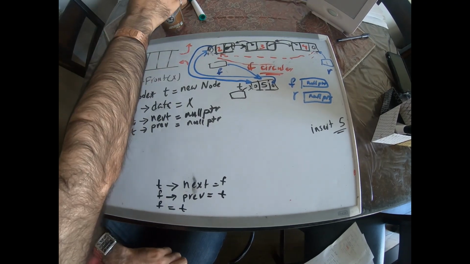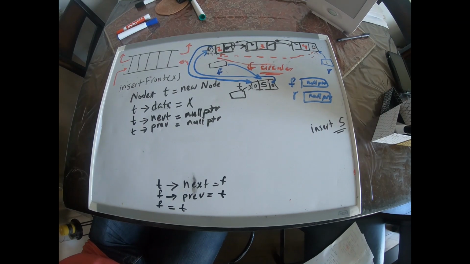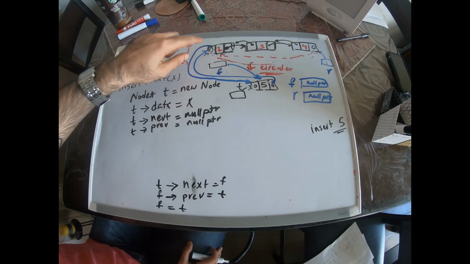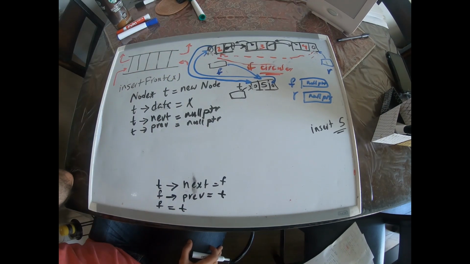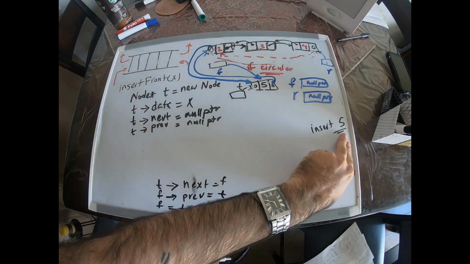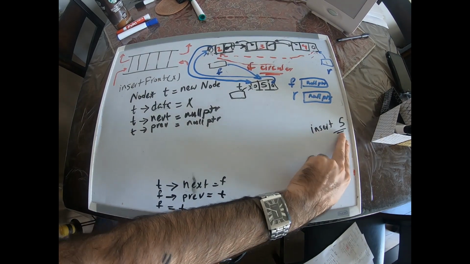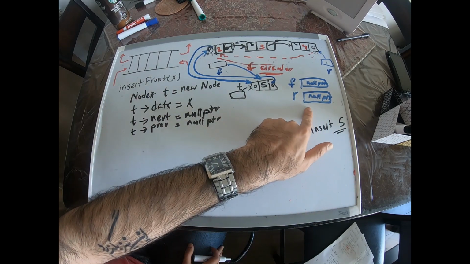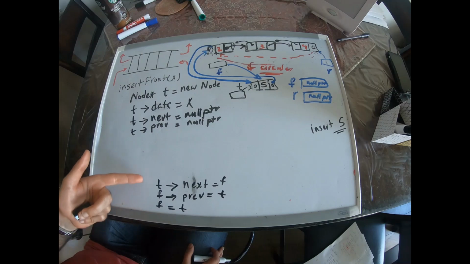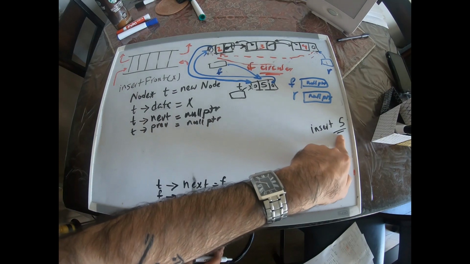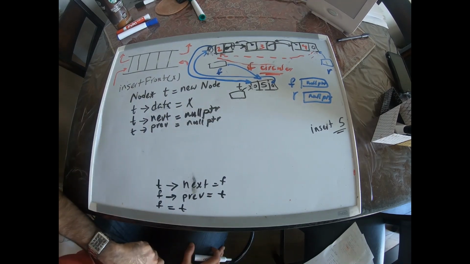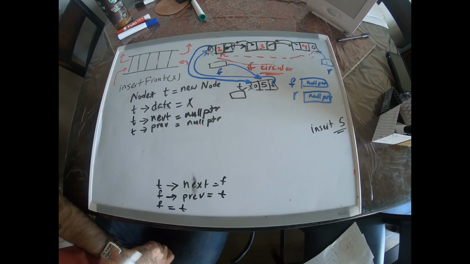Does that work for all the cases? Do I only need to change the front for all cases? What if this is the first number I want to enter? I want to insert. My rear is null pointer, right? And I'm not changing it here. But when I insert this, both front and rear are going to be pointing to that node. Okay? So I have to check that case.